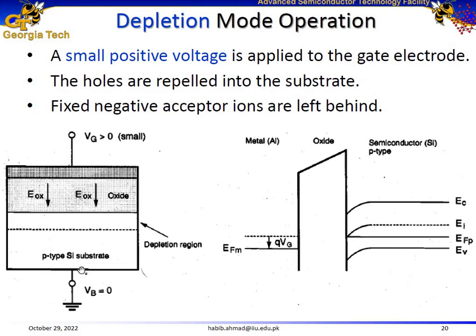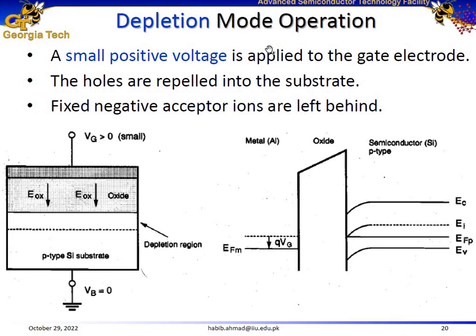If the substrate is P-type, accumulation mode means we try to accumulate holes, so we apply a negative voltage. If we apply a negative voltage, it's going to attract holes from the substrate towards the surface.